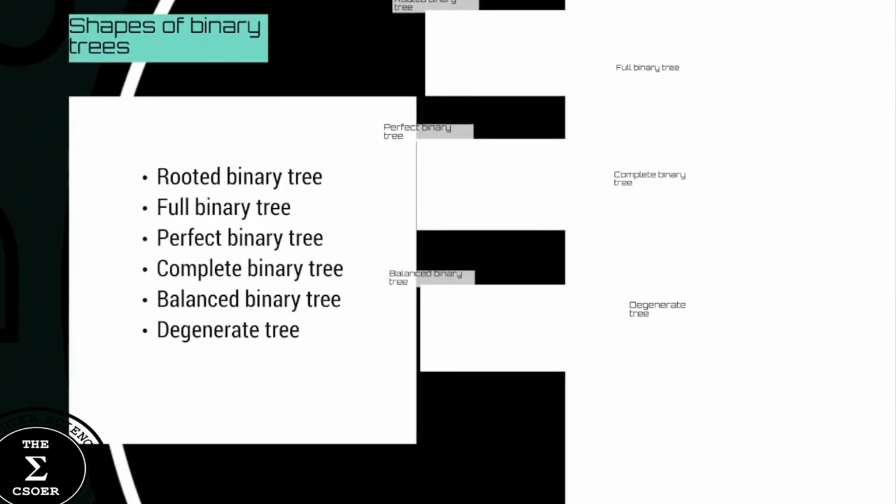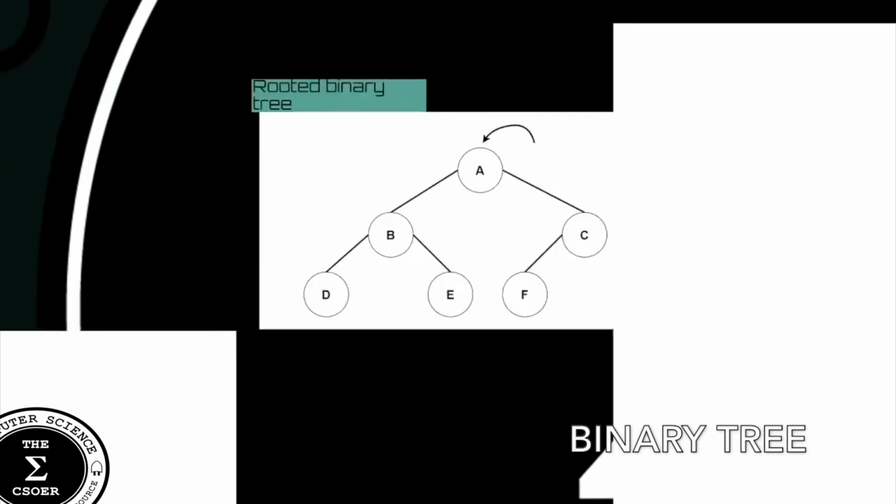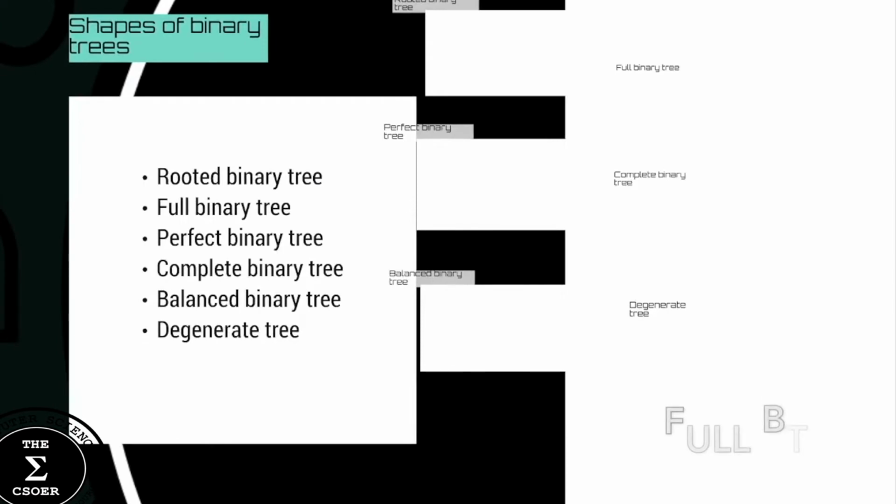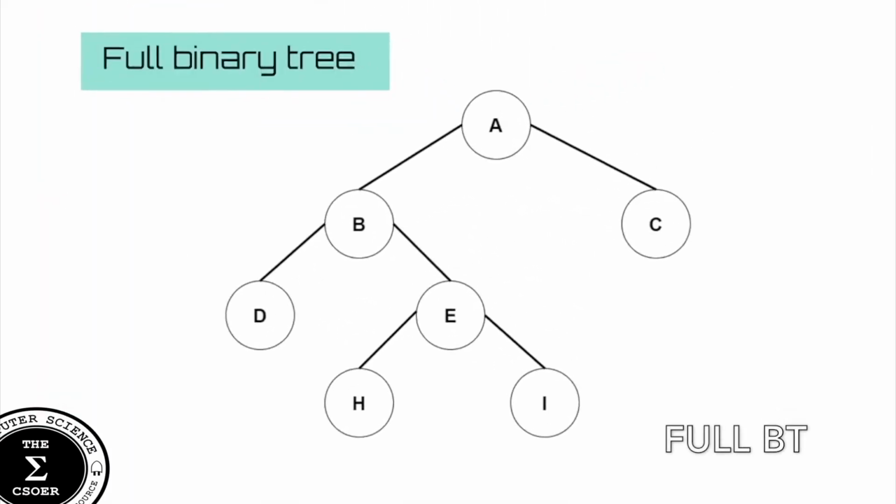Here we have types of binary trees, which are based on the structure or shape of the tree. First, we have the rooted binary tree. It has a root node, and every node has at most two children. Next, we have a full binary tree. It is a tree in which every node in the tree has either 0 or 2 children.